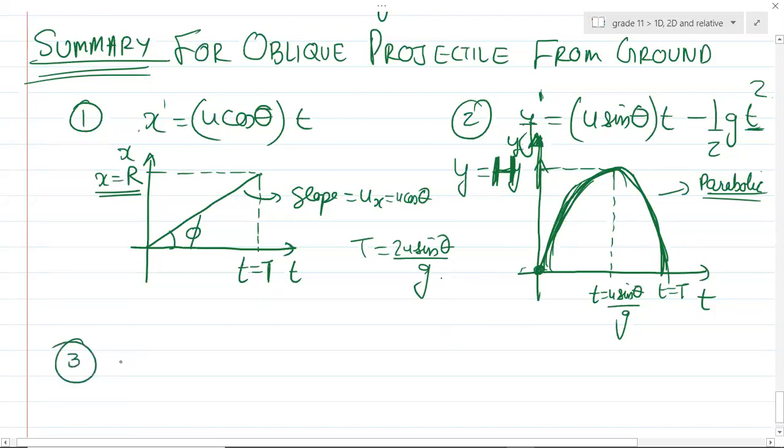Third is the formula for... Shall I give the position vector? Is it fine? You'll remember with the help of this only. The x component of velocity is basically the same constant, u cos theta, and the y component of velocity is this.